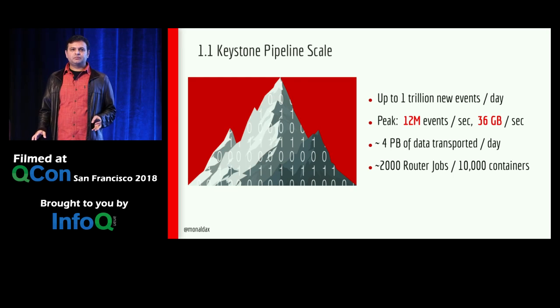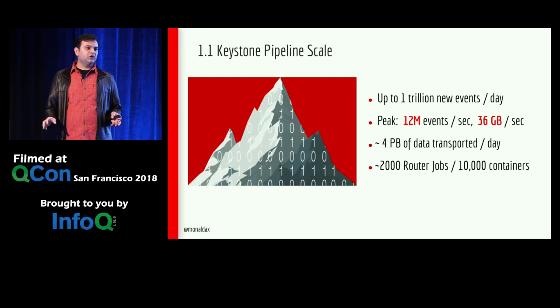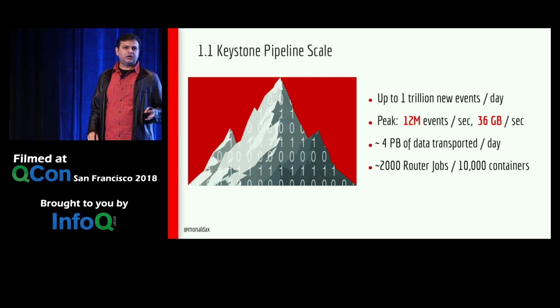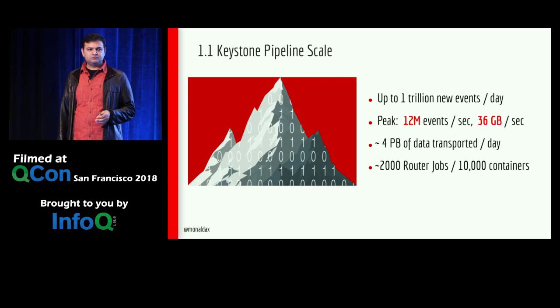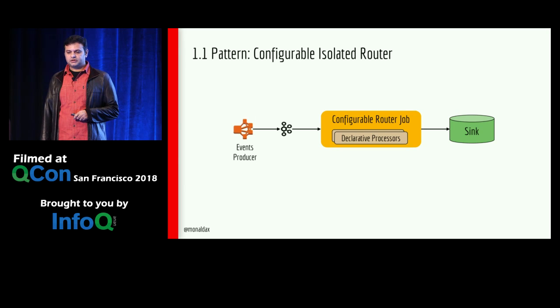So this whole Keystone pipeline currently is processing up to 1 trillion new events every day. And it ends up in about 4 petabytes of data being moved around in the system. And there are 2,000 routing jobs. We looked at 3, there are 2,000 of those. And it runs on 10,000 different containers. So it's a massive scale pipeline. And so this pattern has been vetted at scale for a couple of years.